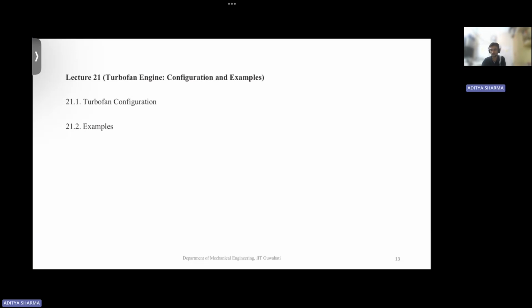Now we want turbofan engine and ramjet engine. These two topics are left. So let's see these. Before starting this, let's take a small 5 minutes break and then we can continue the session.